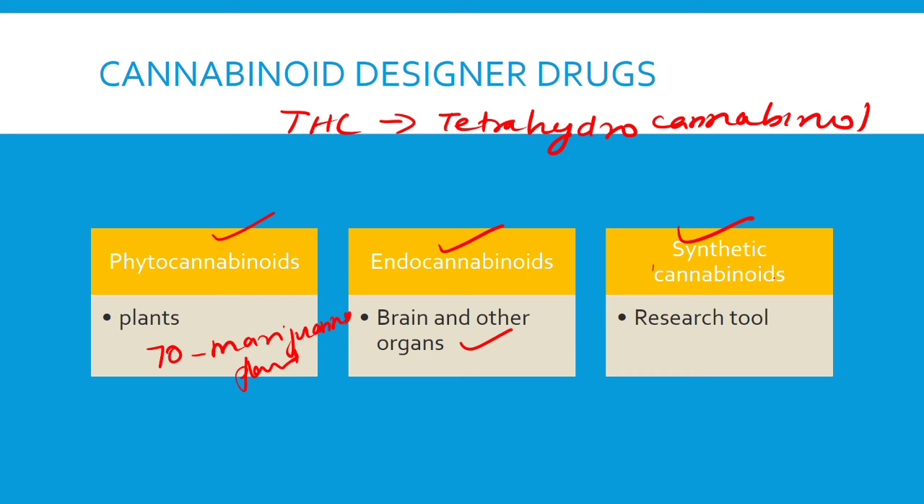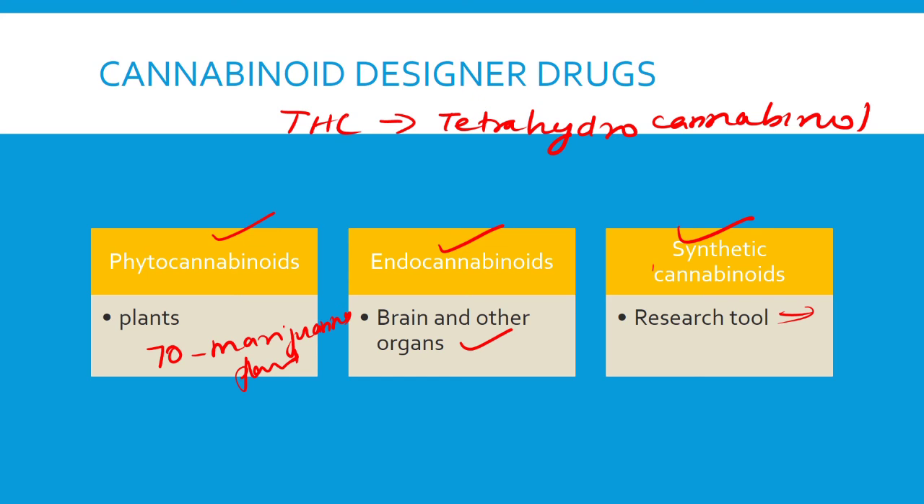And the third one is synthetic cannabinoids. These synthetic cannabinoids were developed over the last 30 years as a research tool to explore cannabinoid systems in the brain and other organs, and to discover the feasibility of developing cannabinoid medications. So this is used as a research tool to explore the cannabinoid system of the brain.